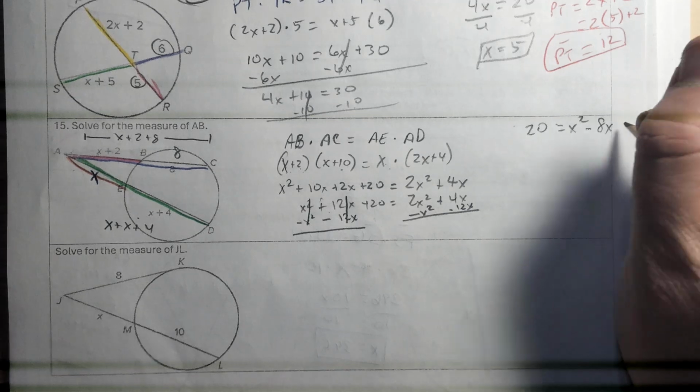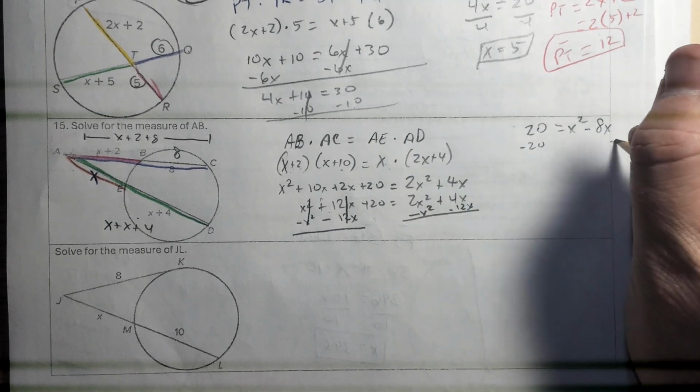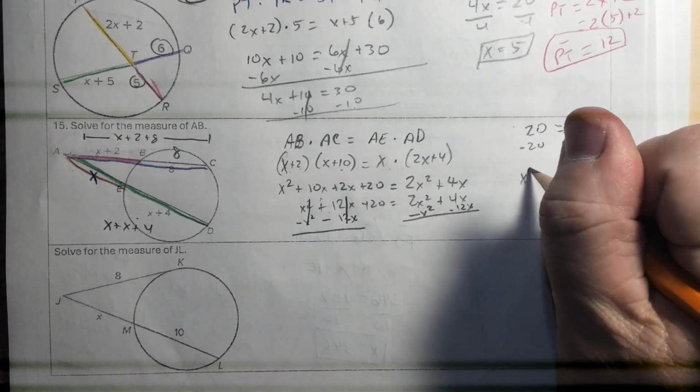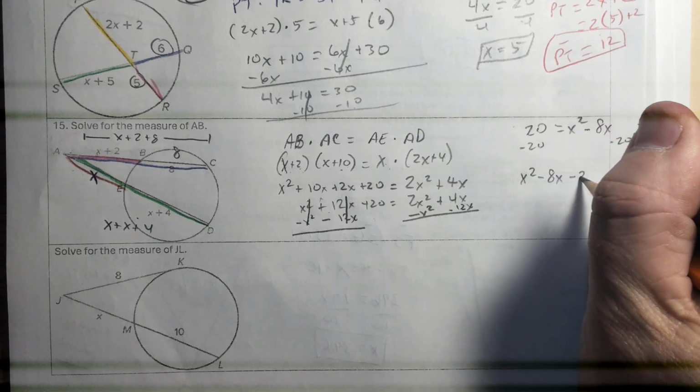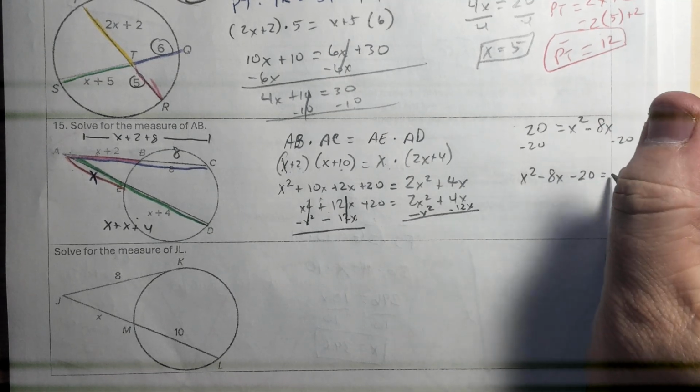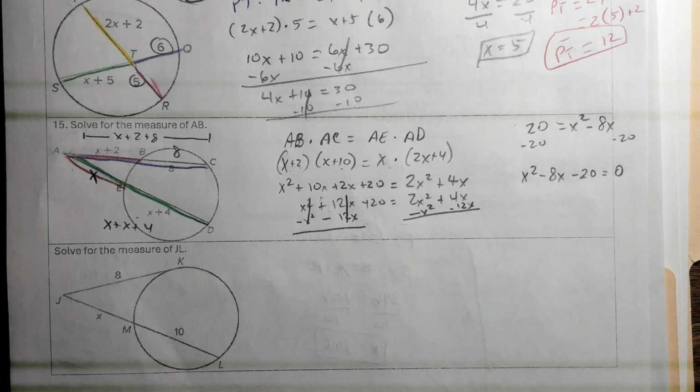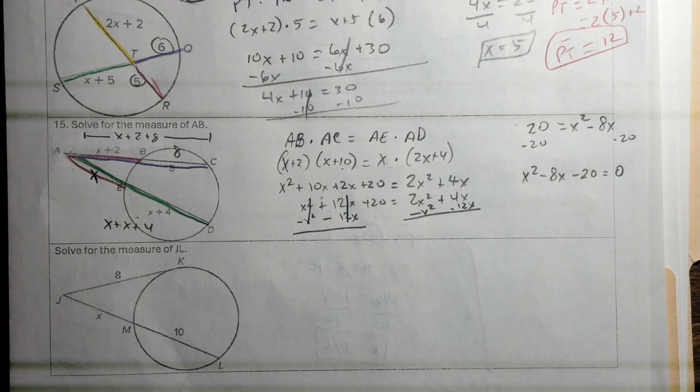So now we're going to move this guy over here. So subtract 20. So now we have x squared minus 8x minus 20 equals 0. So, more sticky notes.